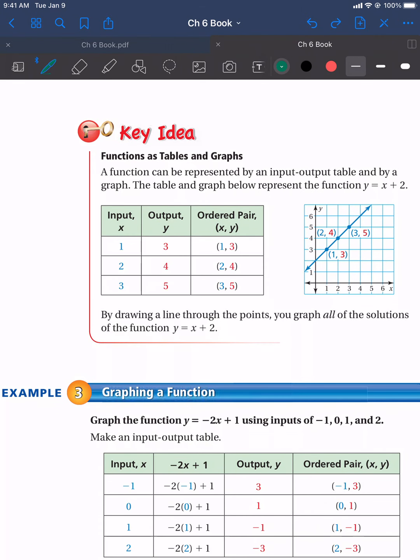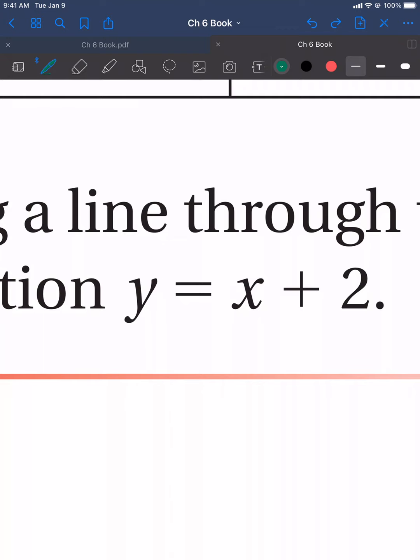You could. Here's what you've got to do. First, they drew it onto the line. They graphed it, okay? Once they graphed it, they asked, what is the pattern? What are we seeing here? By drawing a line through the points, you graphed all of the solutions for the function y equals x plus 2. Is this y equals mx plus b?